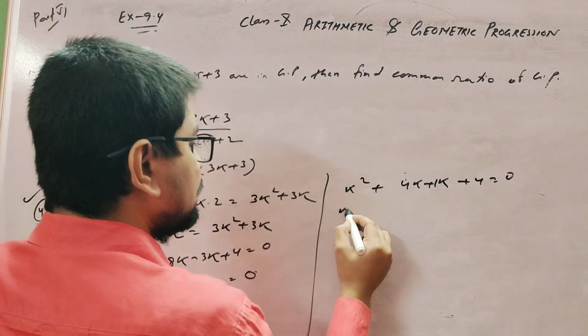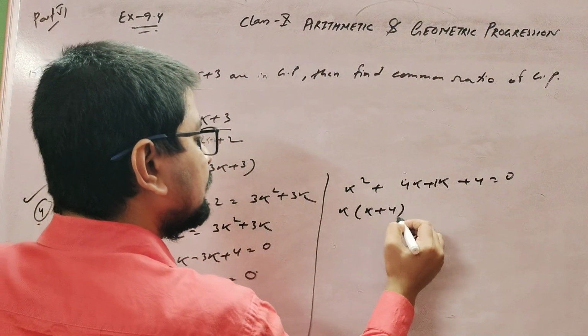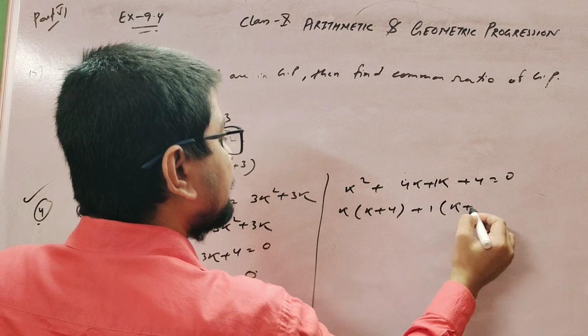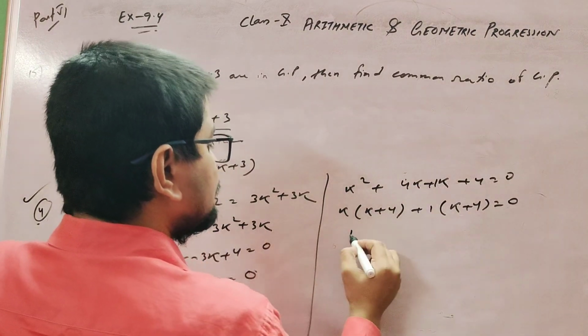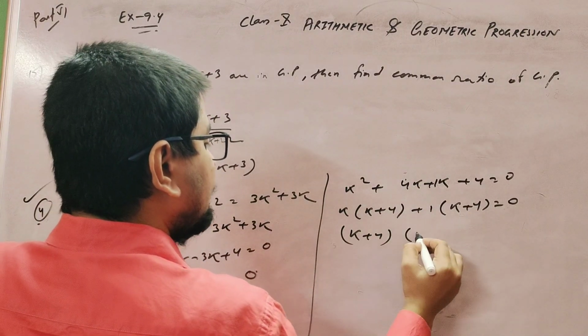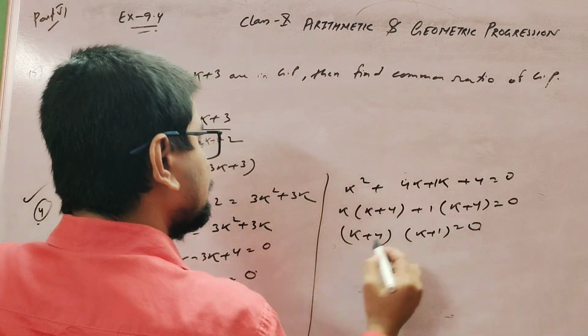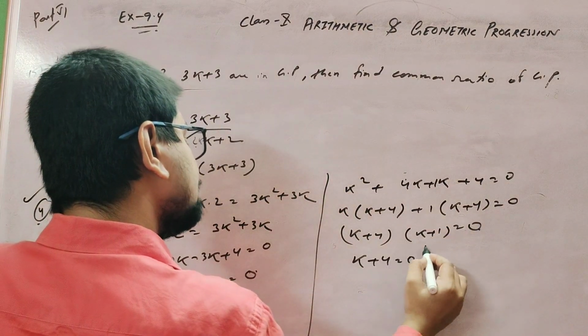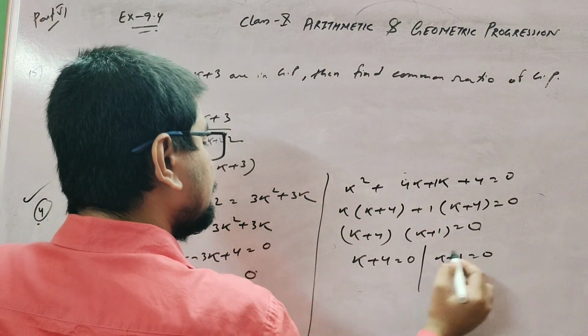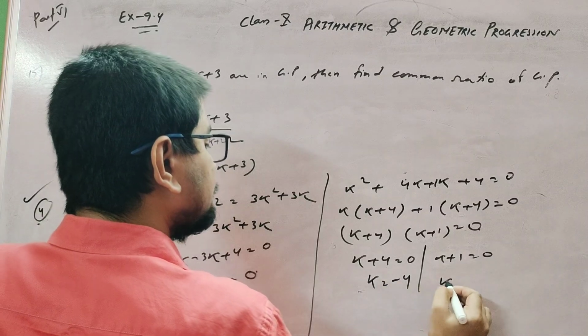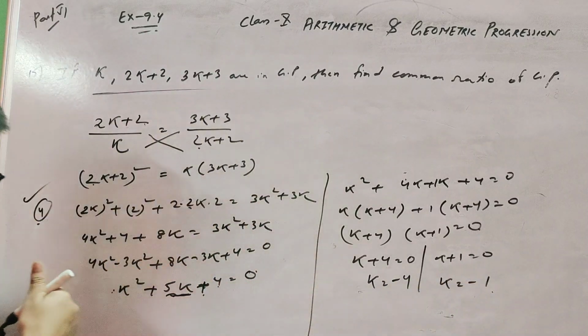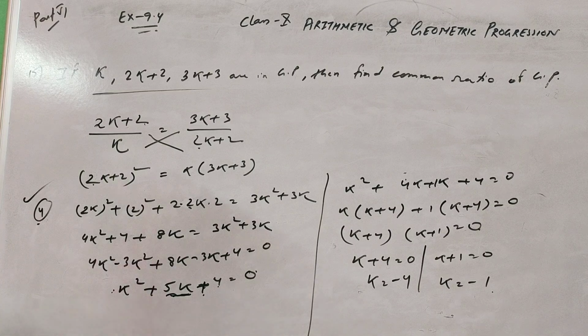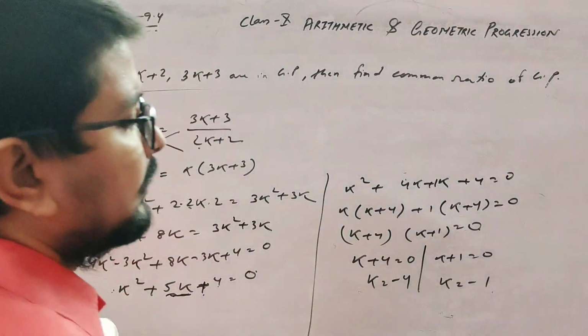Equals 0. So k taken common, k plus 4, plus 1 taken common, k plus 4 equals 0. So (k plus 4) and (k plus 1) equals 0. So k plus 4 equals 0, and k plus 1 equals 0. So k equals minus 4 and k equals minus 1. So the answer for k is either minus 4 or minus 1.